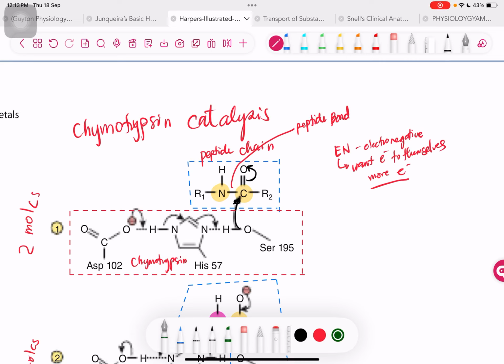This is chymotrypsin catalysis. This one is a peptide chain. This one is a chymotrypsin, and this one is the peptide bond.